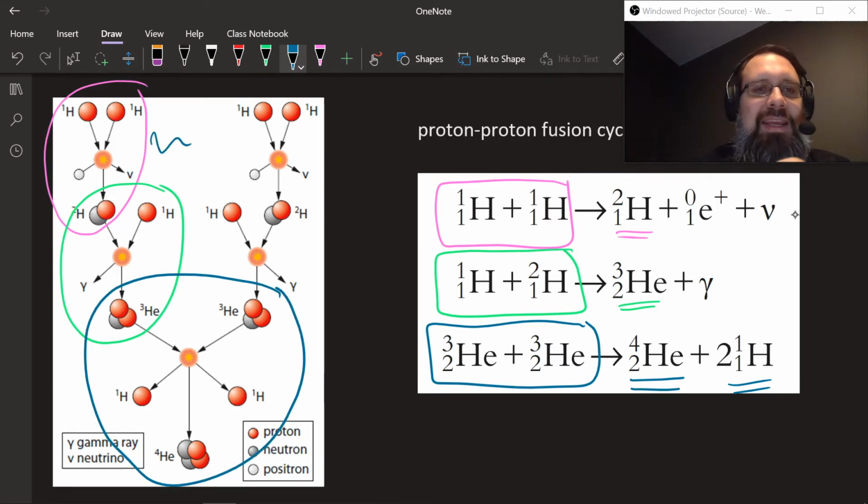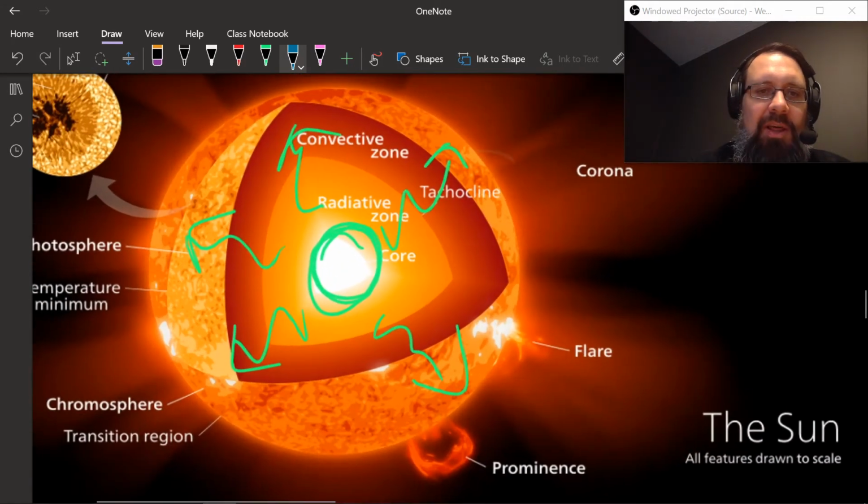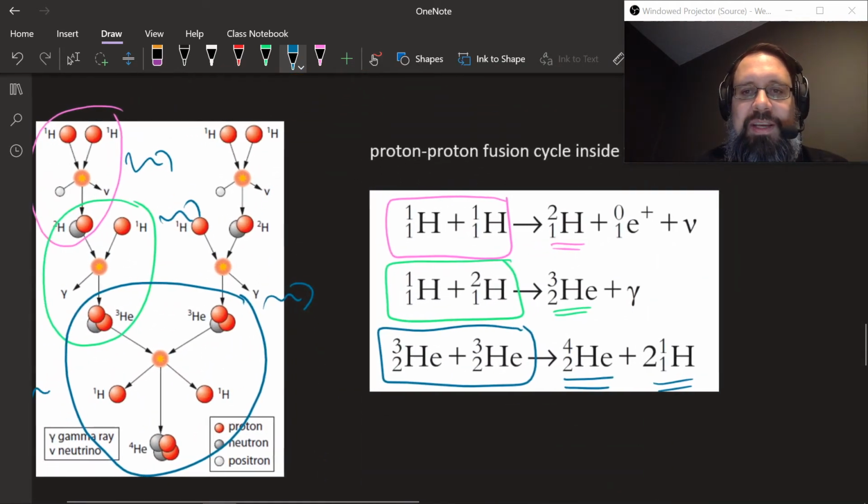Energy is released at each step in this process. There's energy coming out of here, and that's the energy that's coming out of the sun. So all this energy is coming out of these three fusion reactions.